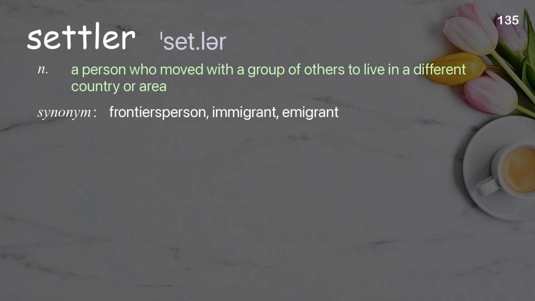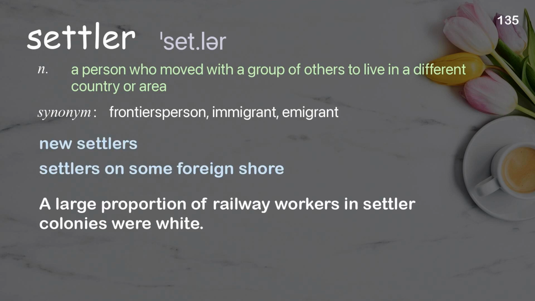Settler: a person who moved with a group of others to live in a different country or area. Examples: new settlers, settlers on some foreign shore. A large proportion of railway workers in settler colonies were white.